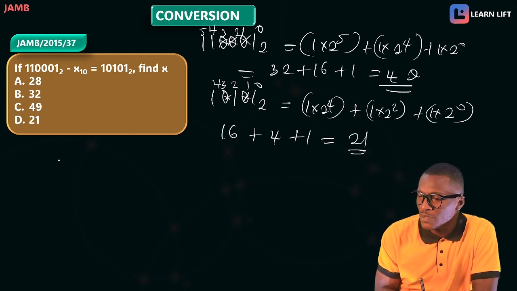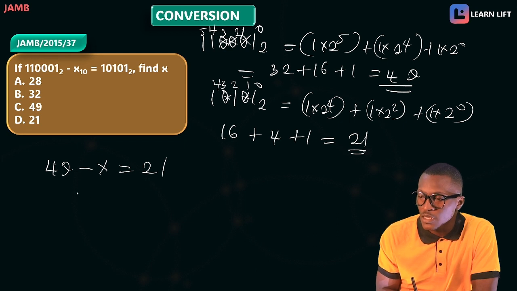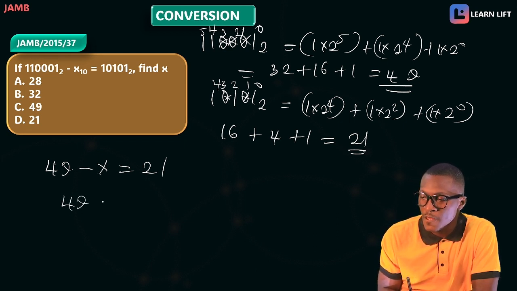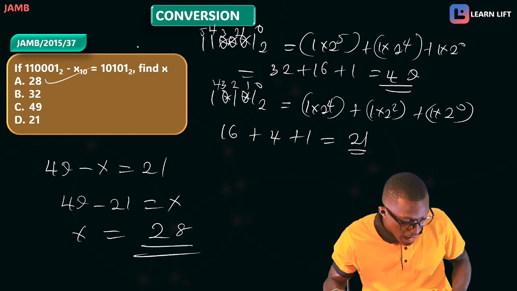Now, we're not done. That means we are trying to say that 49 minus x is equal to 21. If I move x this way, that becomes 49 minus 21 is equal to x. Of course, x will be equal to 28. Making option A. You feel that?